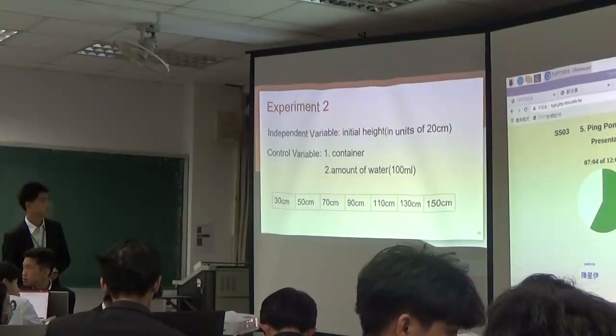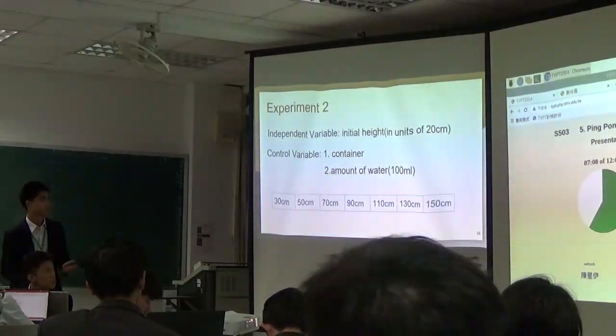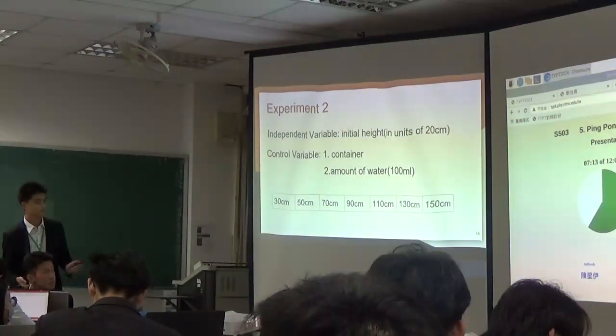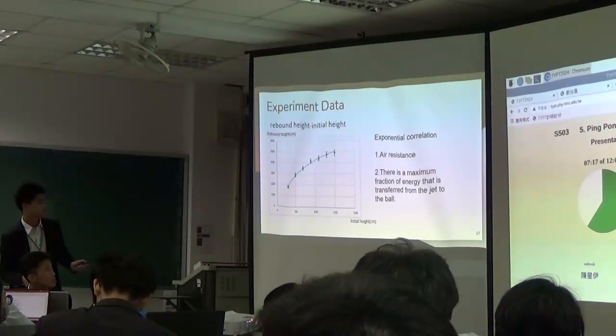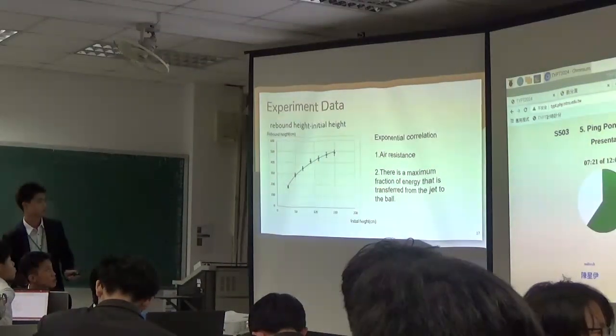Going on to experiment 2. Our independent variable is the initial height, and it is 20 centimeters. The control variable is the container and the amount of water. And the dependent variable is the rebound height. Through this graph you can see the initial height and the corresponding rebound height.